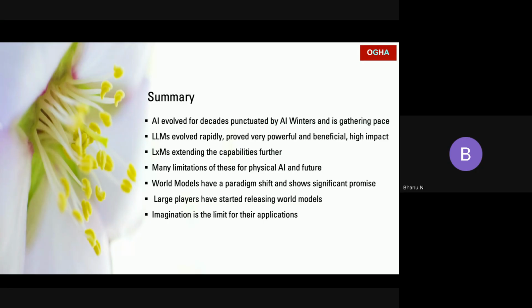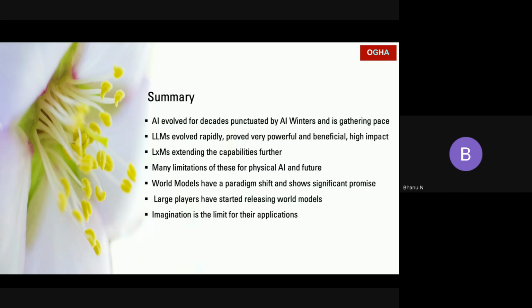And LLMs, we have seen how they evolved. They're very useful now. They have so much impact. They can generate code with a single prompt, thousands of lines of working code. Of course, it has its own pitfalls, and the way you work is entirely different now. And LxMs extend these capabilities further, so they're not restricted to just language.